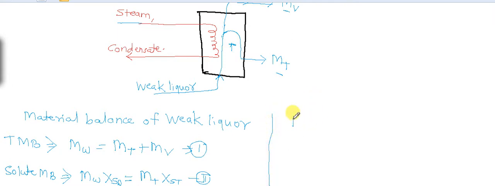Then I write down the material balance equation of steam. When you observe this, in the case of steam there is only one input and only one output. That means all steam gets converted into condensate, and therefore we can write the material balance equation for steam as Ms is equal to Mc. That means the mass flow rate of steam is equal to the mass flow rate of condensate. This is the only equation of material balance of steam.